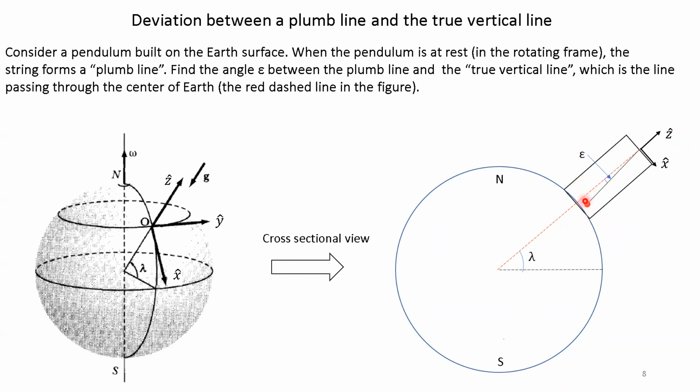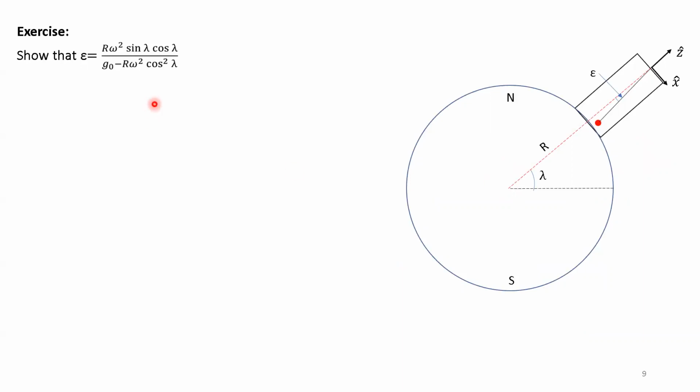So in this first problem that I'm considering, you don't need to worry about Coriolis force because this is not moving relative to the rotating frame. But I want to find out this angle, which I call epsilon. I want to show that this small angle epsilon is actually given by this expression over here.